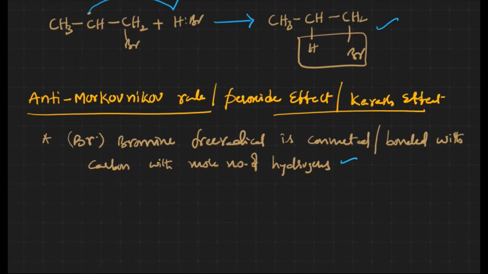Okay, that's what we are calling it. It is opposite to that of Markovnikov rule. That's what we are calling anti-Markovnikov rule. We are using peroxide for the generation of free radical. That's why it is the peroxide effect. And by the name of the scientist, we have named it Kharash effect, right? Yeah, that is about this one.